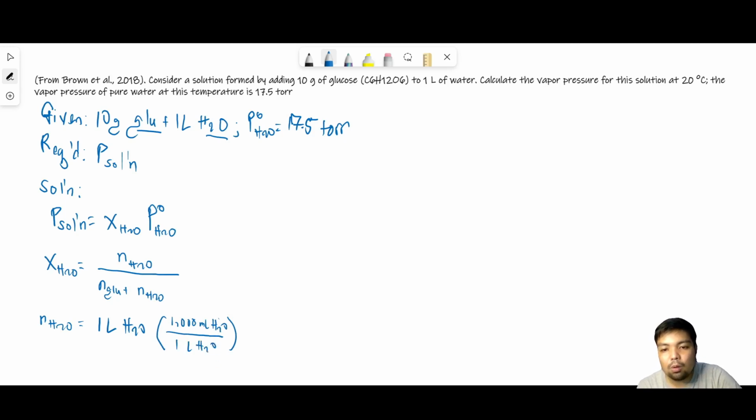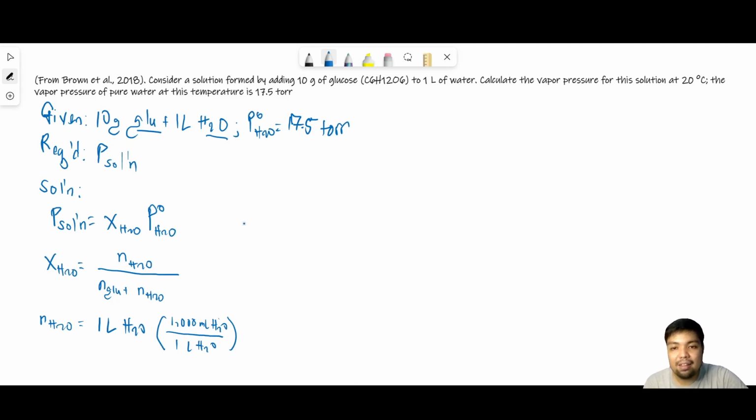After you convert it to milliliters, how do you convert it to number of moles? In order to convert it to moles, we have to convert it first to grams, because if you remember your stoichiometry, the direct conversion is usually from moles to grams using the molar mass of a compound or an element. So how do we convert it to grams? We use the density of water.